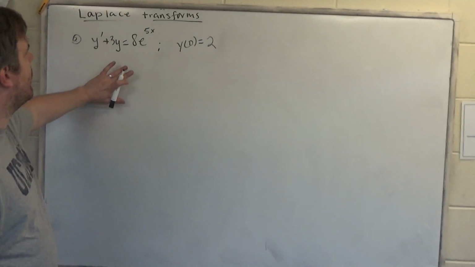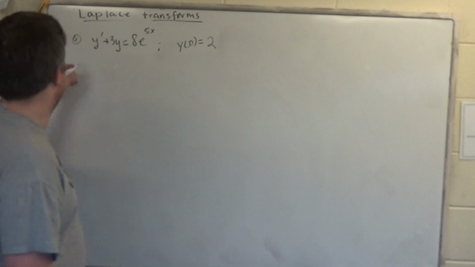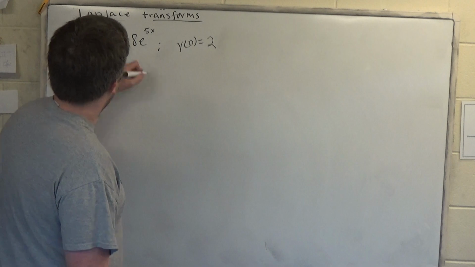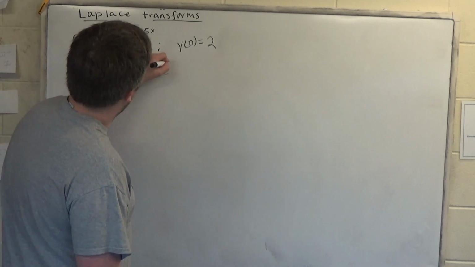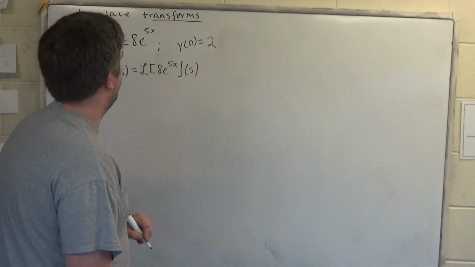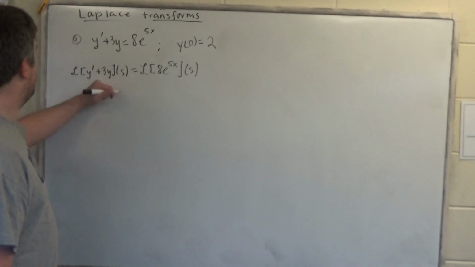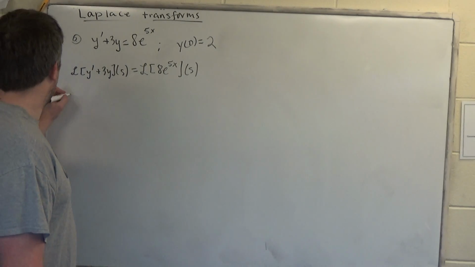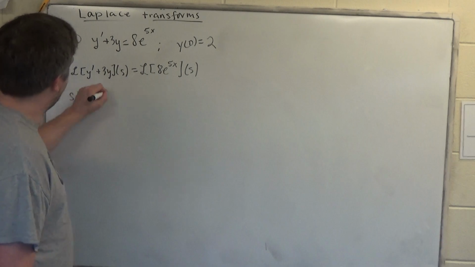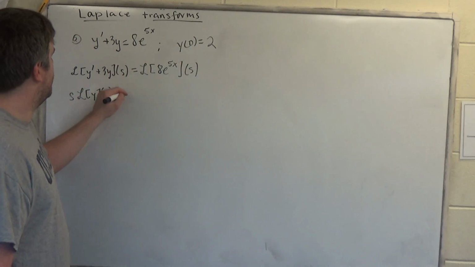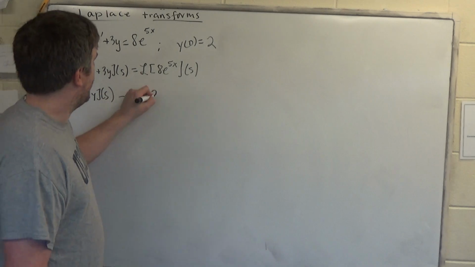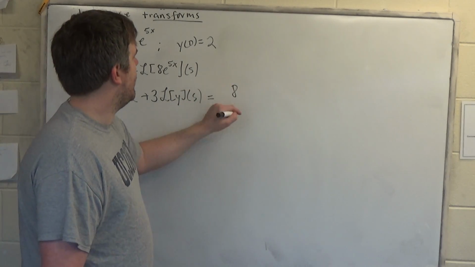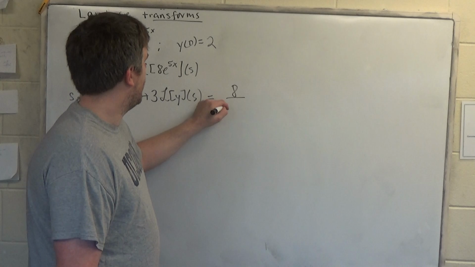So what we're going to do is first Laplace transform everything in sight. So we have the Laplace transform of y prime plus 3y evaluated at s equals the Laplace transform of 8 e to the 5x evaluated at s. And going through these and splitting up the Laplace transform via linearity, we get s times the Laplace transform of y of s, minus y of 0, which is 2, so minus 2, plus 3 times the Laplace transform of y of s equals 8 over s minus 5.